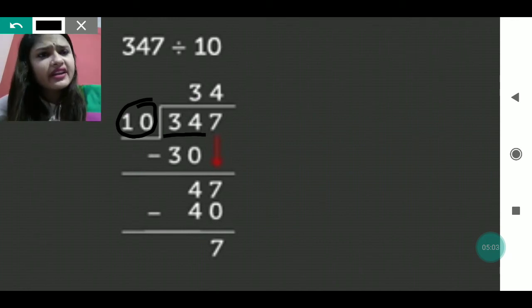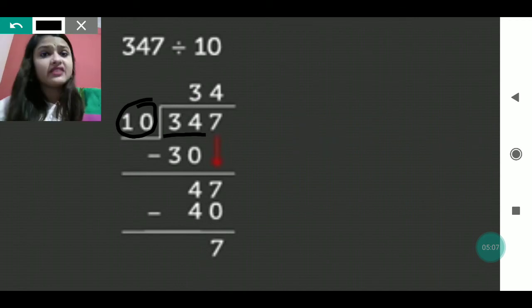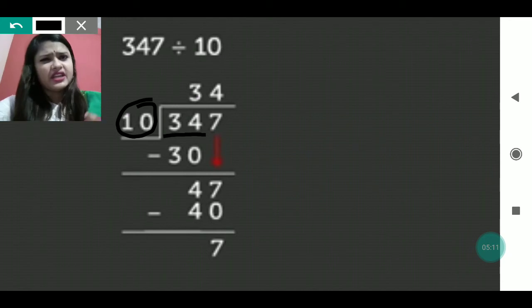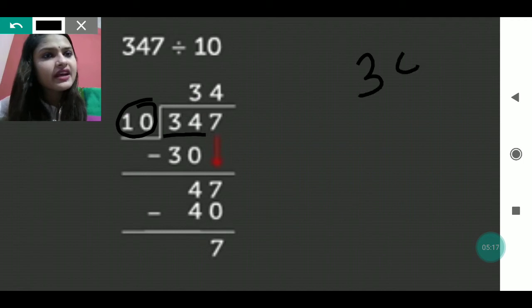So when we are reading the table of 10, 10 ones are 10, 10 twos are 20, 10 threes are 30, and 10 fours are 40. I think 40 is greater than 34. Yes. So which number do we have to take? We have to take 30. So 34, it is written 34.